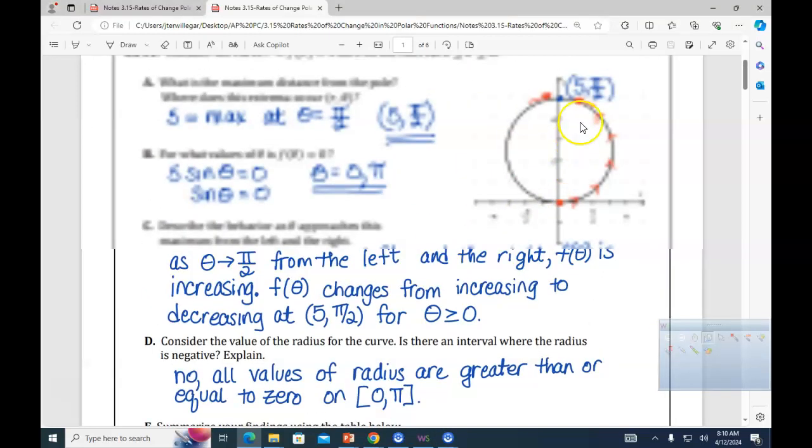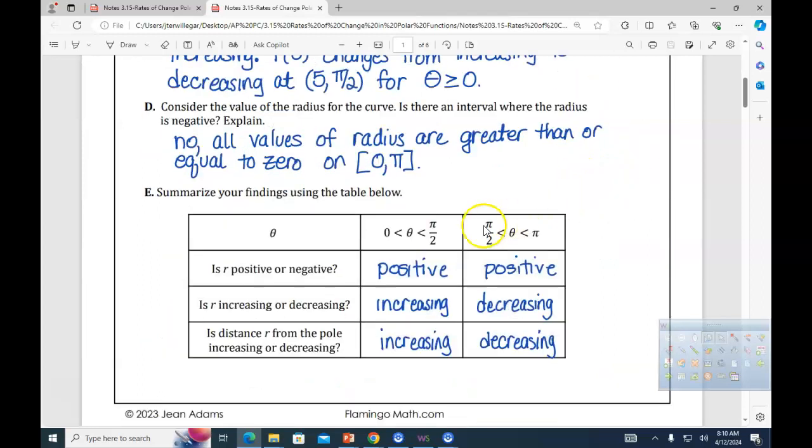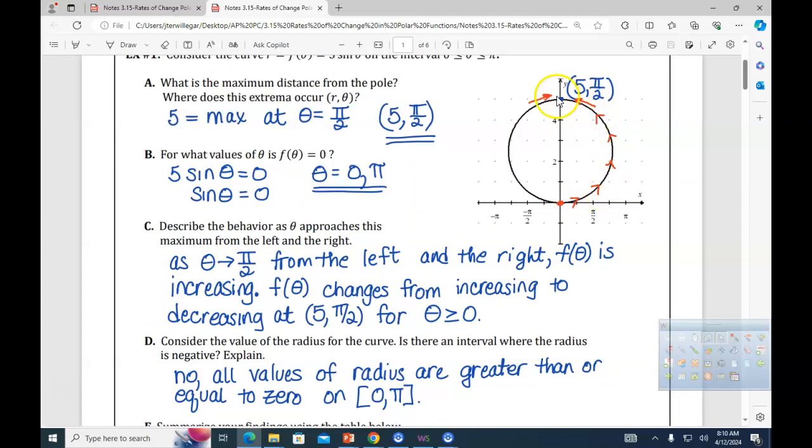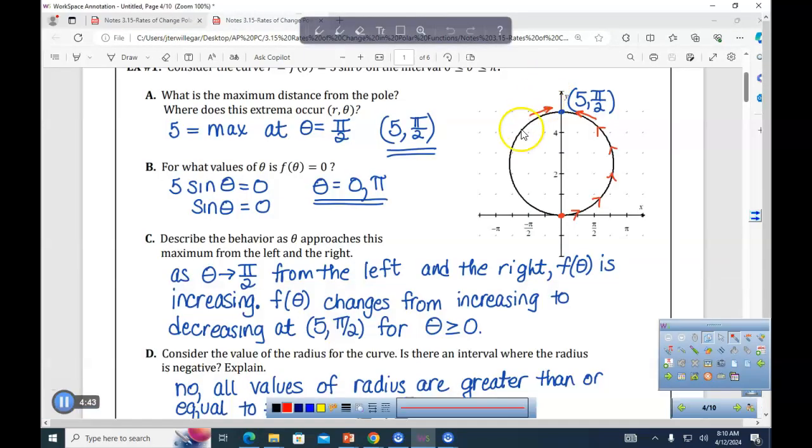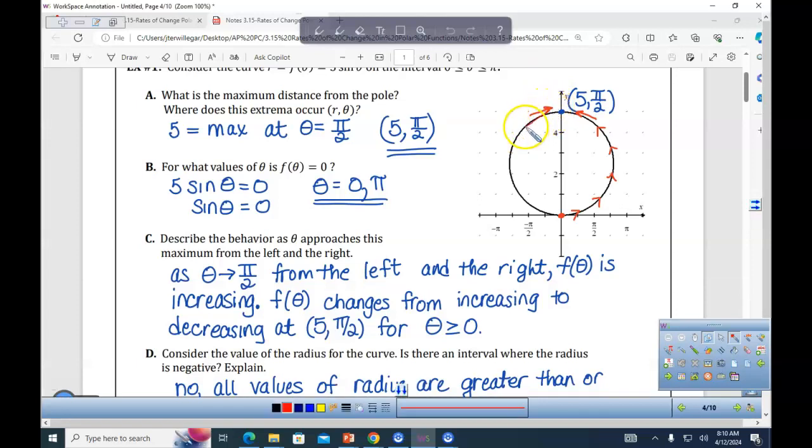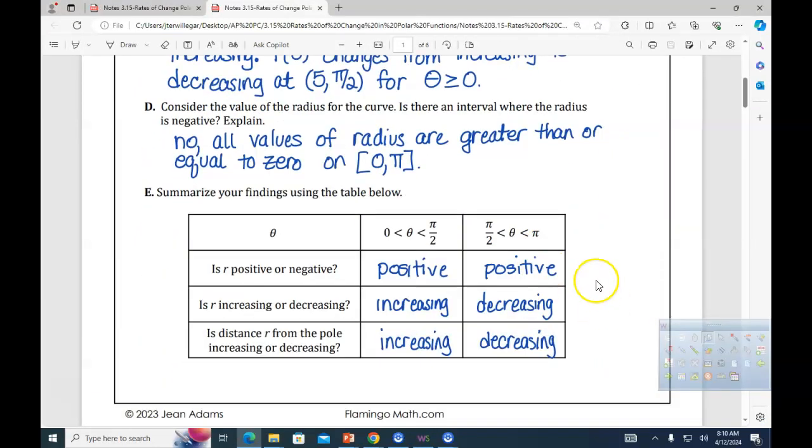Anyway. So, for all these r's positive, from 0 to pi over 2, it's increasing, going up. And then from pi over 2 to pi, it's going down. So it's decreasing. Go up, go down. So I'm going to get rid of this. Okay? Increasing, decreasing. Distance away from the pole increasing, distance decreasing. All right?